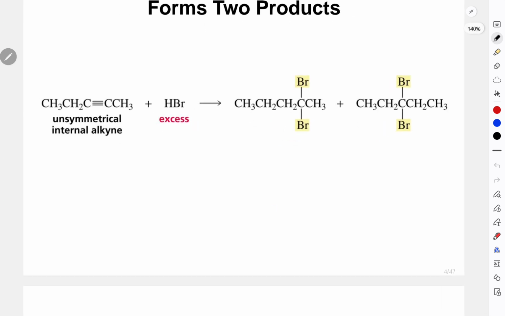Right? And in this case, it's a geminal dibromide, meaning two bromo groups on the same carbon. And in this case, right, you have two possibilities, two options, because this alkyne is asymmetric, right? It's an unsymmetric alkyne. So there's an option for the bromo group attached to this carbon or this carbon.